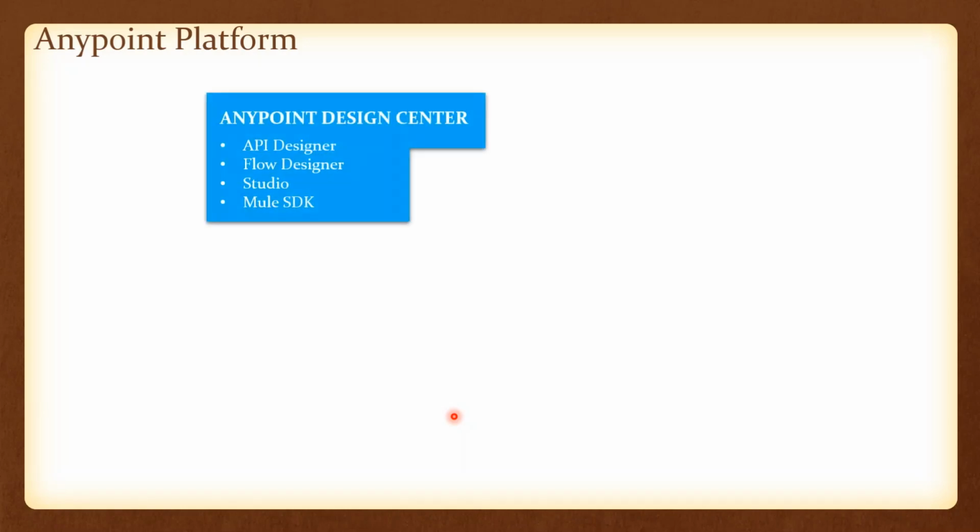I'll first try to create a base by explaining the Anypoint platform components, as all the deployment models hover around different combinations of these components. The first component is the Anypoint Design Center that helps you design APIs, that is, create a RAML or OAS spec using the API designer.